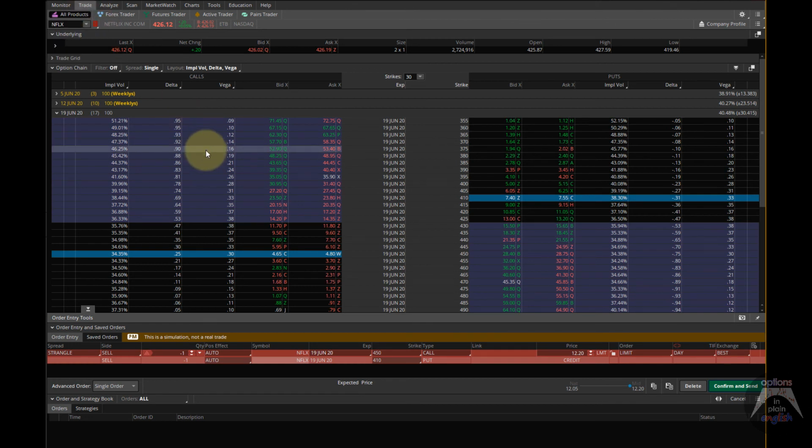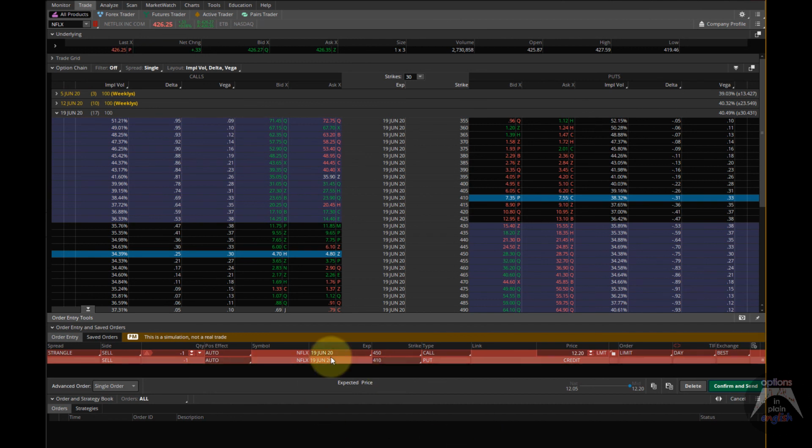We're going to do the Iron Condor as well. So what we're going to do here is change this trade. We're going to use the same short options, but we're going to add wings. So I'm going to turn this strangle into an Iron Condor by adding wings.